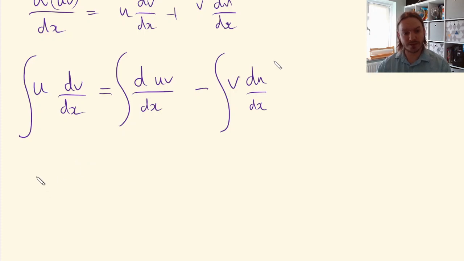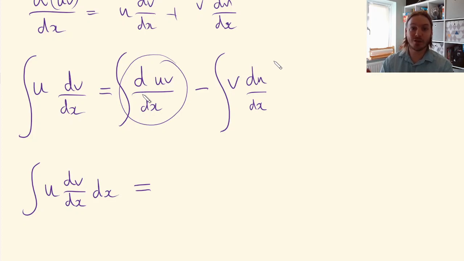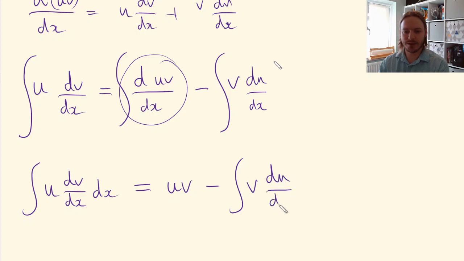And what we end up with then is the integral of u dv by dx with respect to x is equal to, and something interesting happens to this one. This is the derivative of uv, and if I integrate a derivative, what I get back is just the original function, because integrating and differentiating are inverses. So this just becomes uv minus the integral of v du by dx with respect to x.